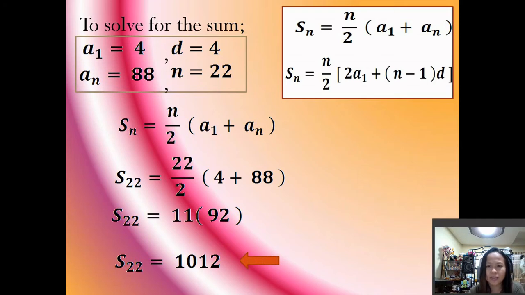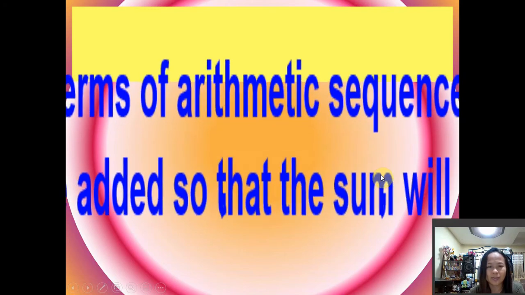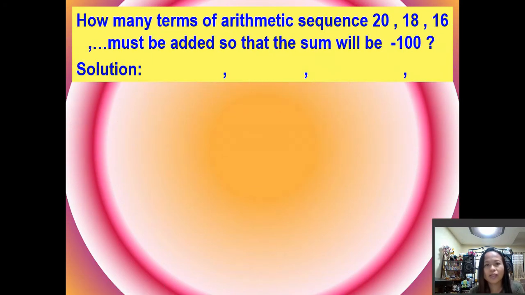Actually, if we will be using the formula, the longer one, we can also get the same answer. Okay, so it's 1012. Now, how about this problem? How many terms of arithmetic sequence 20, 18, 16 must be added so that the sum will be negative 100?